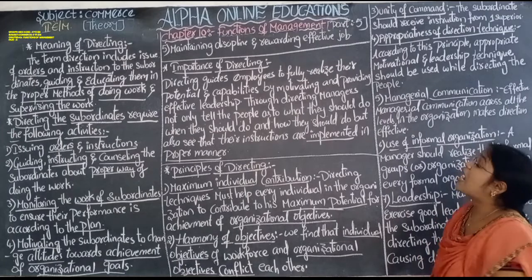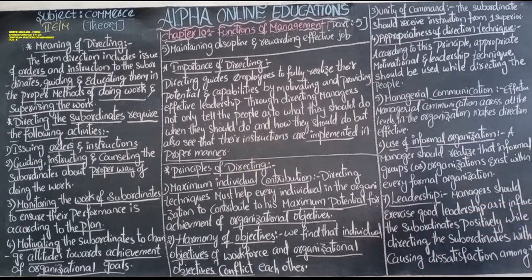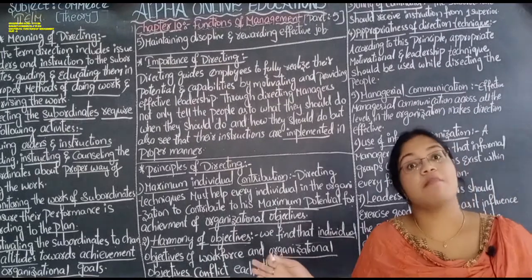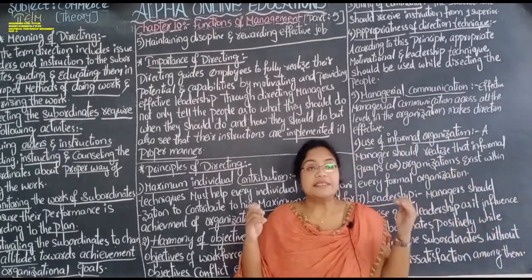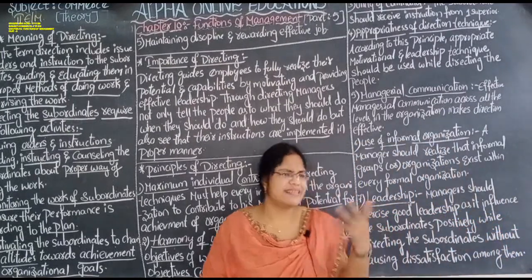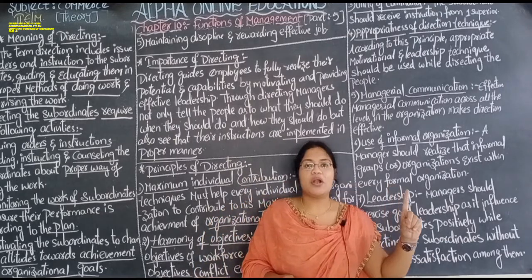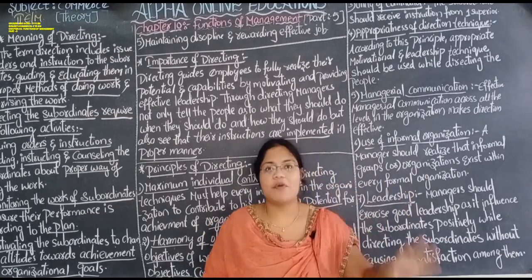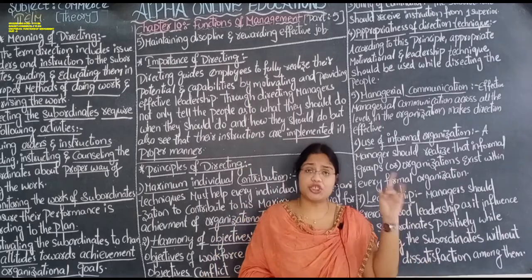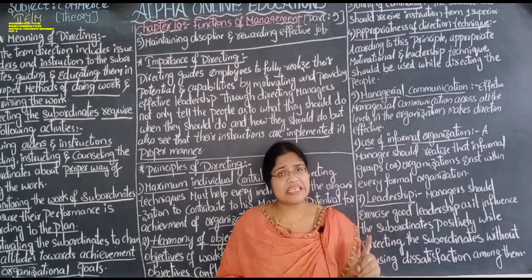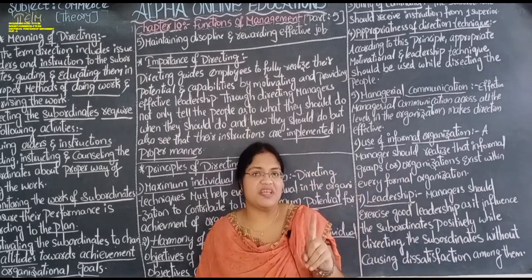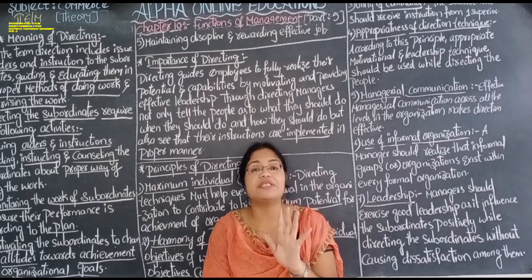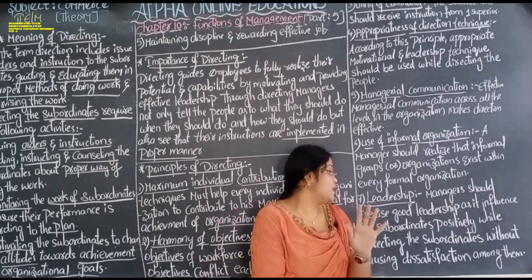Next, that is the unity of command. Command means what? In the unity of command, one subordinate or a group of subordinates should receive instruction from one superior. Command should be received from only one superior.